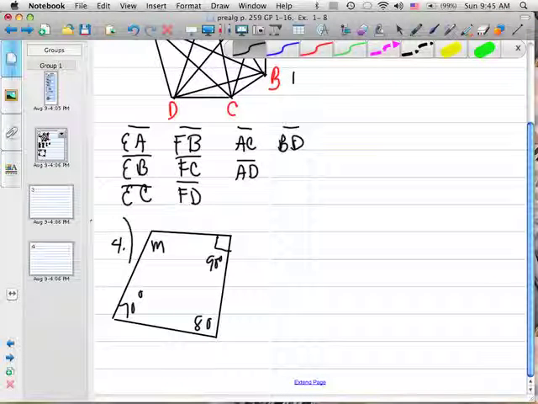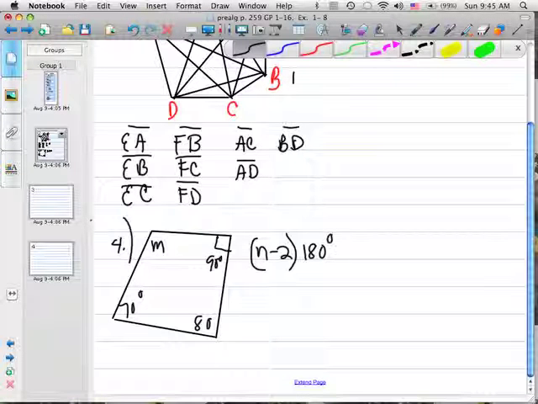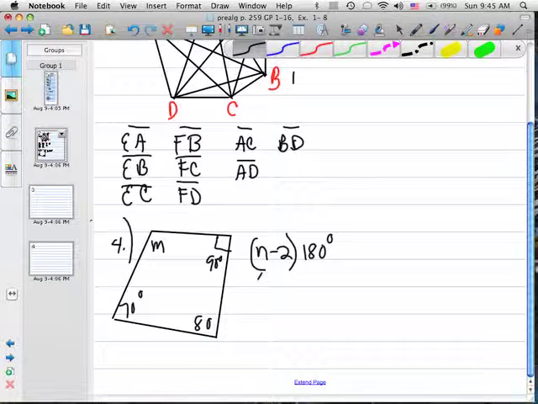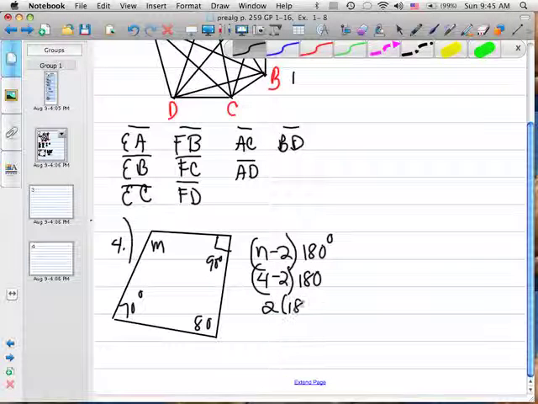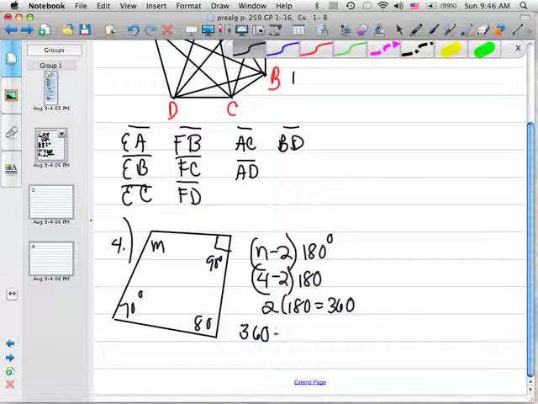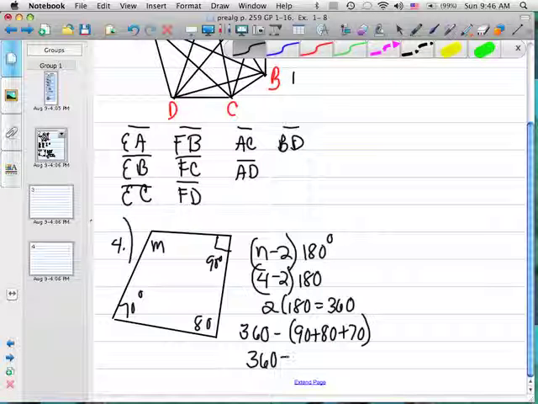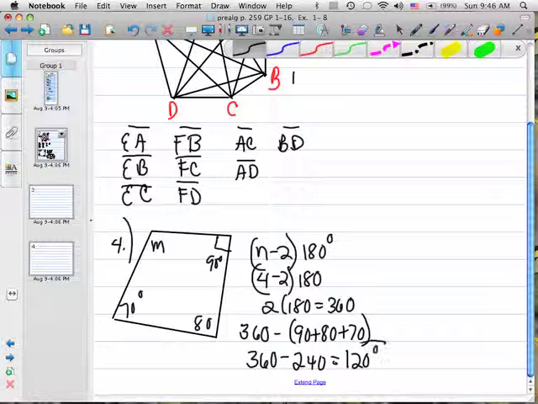So again, we have a 4-sided figure, so we can use the formula: number of sides, take away 2, times 180 degrees gives us the total number of degrees inside. So 4 minus 2 is 2. 2 times 180 is 360. So we're going to subtract from 360 the angles we do have, which is 90 plus 80 plus 70. And we could do this in our head. That's 170 plus 70. 360 minus 240. The angle that's missing, M, is 120 degrees.